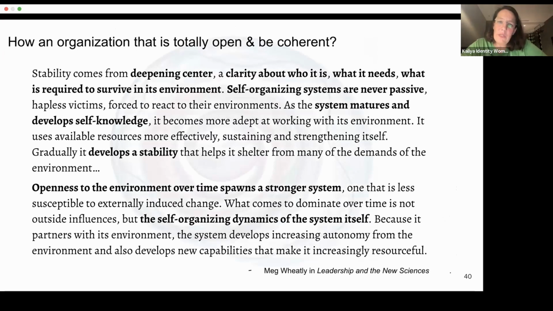And this quote was really helpful from Meg Wheatley, that self-organizing systems actually develop coherence in part by really being open to new feedback in their environment. It helps them develop stability and it builds a stronger system. And we see that with what the IETF has built. And if you look at other SDOs who have more closed boundaries, I think they are weaker.